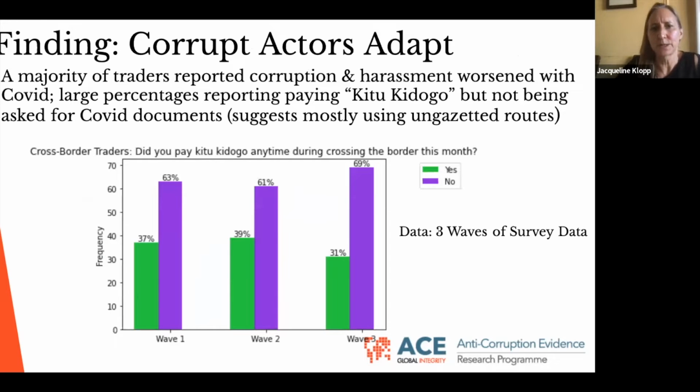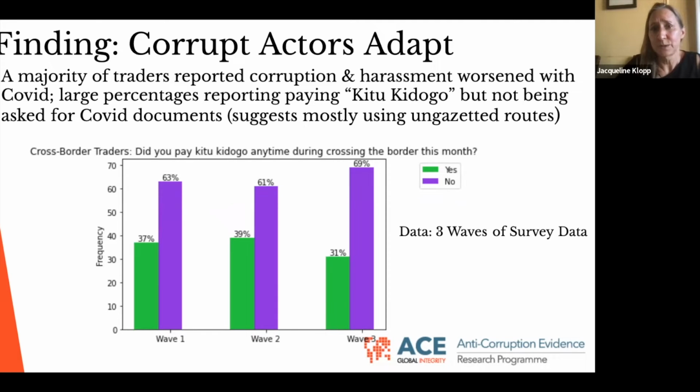The other thing we found is that corrupt actors adapt to the context. You can imagine, if the number of traders goes down, if you're extracting money from them, you might extract more from the remaining traders to make up your quota, or you have more opportunity because the restrictions are much, much harsher. So you can actually ask for more when you're extracting from traders. The majority of traders did report that corruption and harassment worsened with these restrictions.